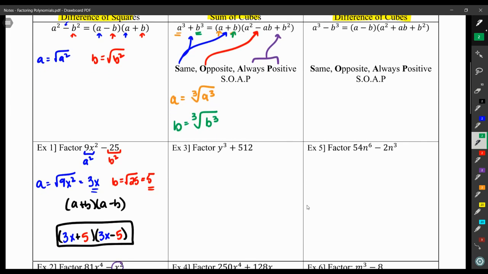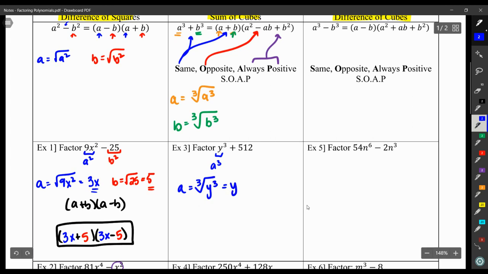So let's look at example 3. Factor y to the third plus 512. We're going to factor this with sum of cubes. Sum because there's a positive in the middle, and cube because y to the third and 512 are both perfect cubes. So this should be a to the third, so a needs to be the cube root of y to the third. A cube root is what times itself 3 times gives you what's inside. So y times itself 3 times is y to the third.